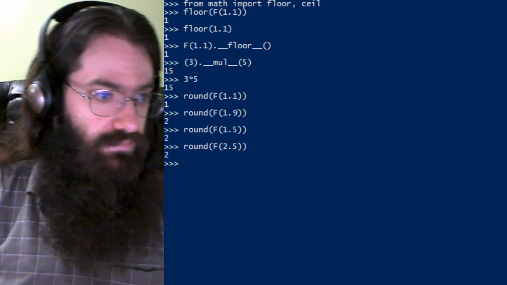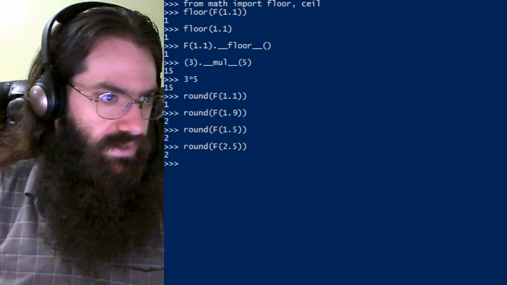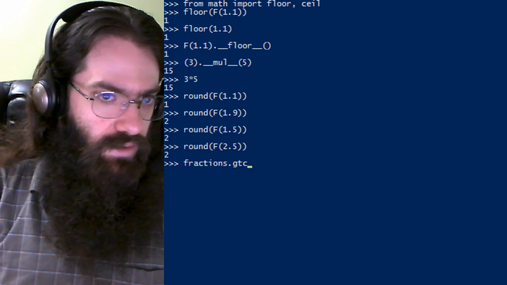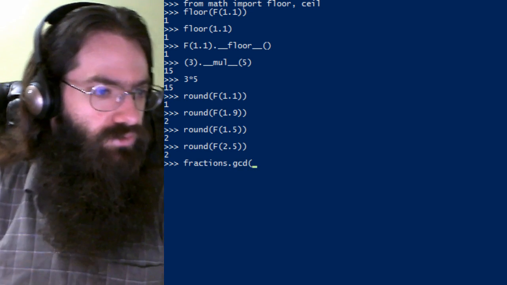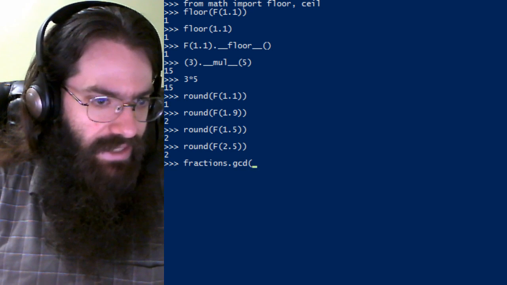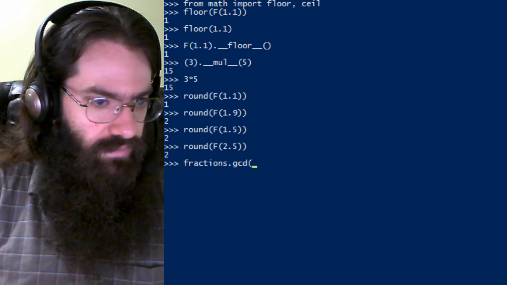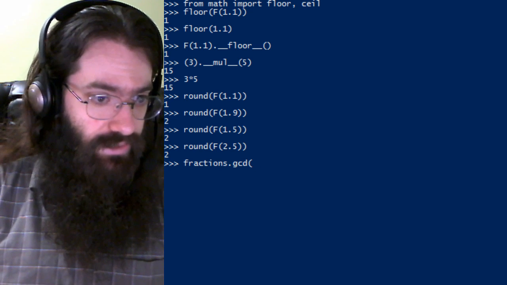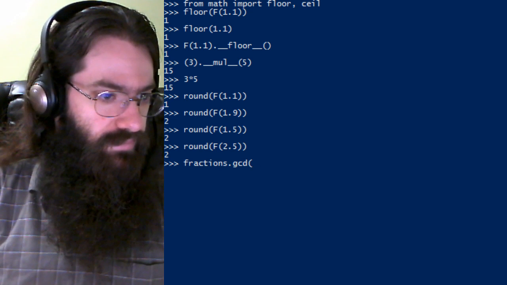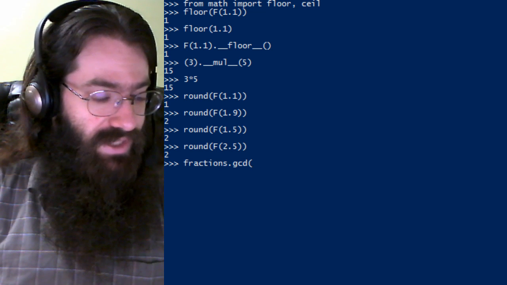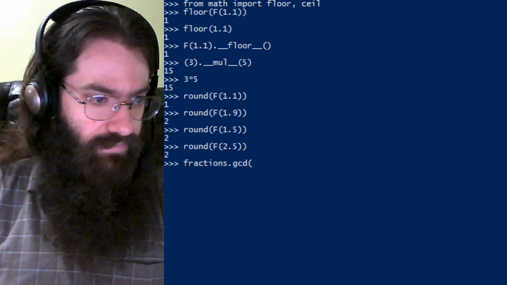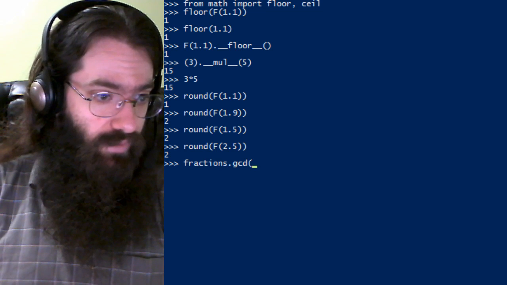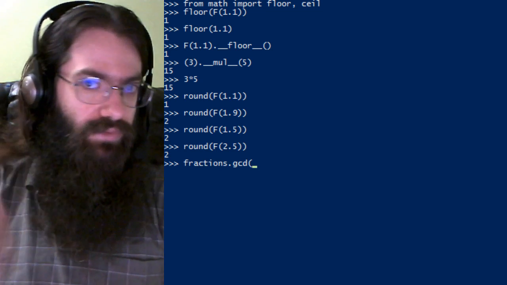Fractions.gcd. This is not part of a class, huh? Okay. Greatest common divisor returns the greatest common divisor of the integers a and b. If one of them is non-zero, then the absolute value of gcd(a, b) is the largest integer that divides both a and b. It has the same sign as b if b is non-zero, otherwise it takes the sign of a. gcd of 0 and 0 is 0. Deprecated since version 3.5. Use math.gcd instead, so they moved it to the math module.